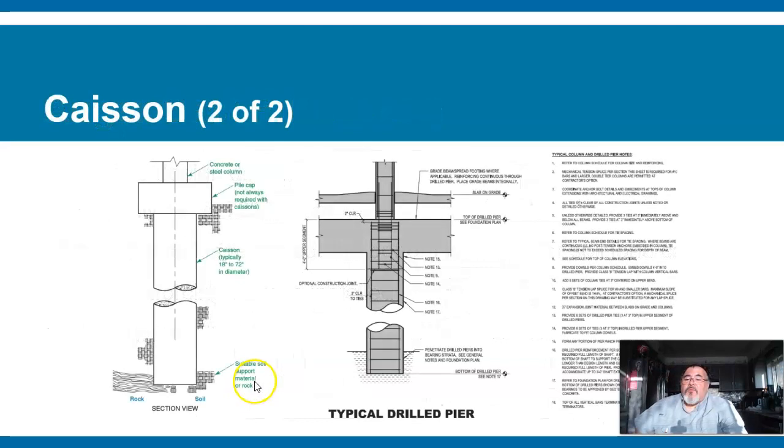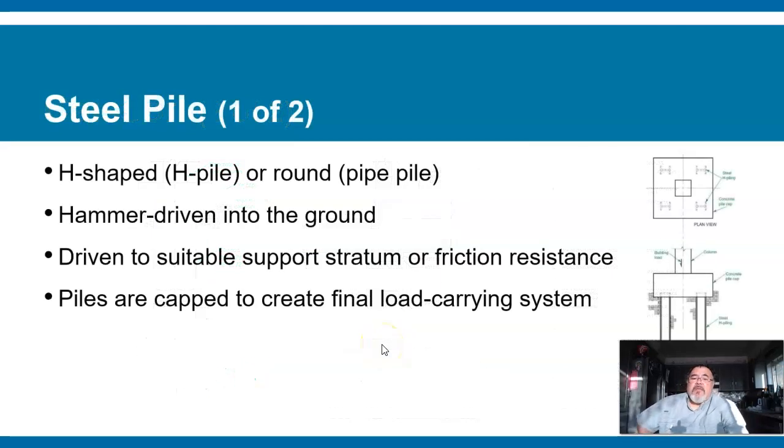Then the caisson is where you drill the hole, and then you drop in a cage of steel. You'd still have a cap, but it's just to distribute weight. And they're little squares. They're like footings. Steel pile, H-shaped H pile or round pipe pile.